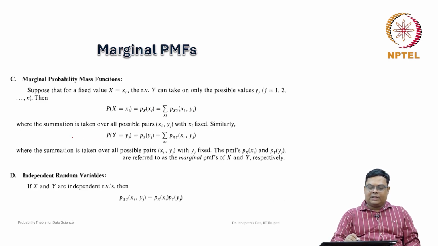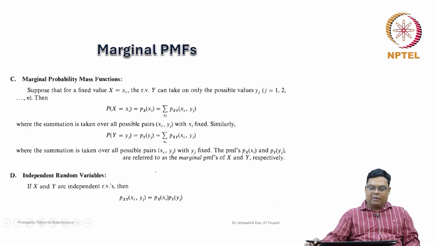Similarly, the summation is taken over all the possible pairs xi, yj, with xi fixed. Now, similarly, if you want to find y equal to yj, then you fix yj and sum over the other values of xi for pxy of xi, yj, where the summation is taken over all possible pairs xi, yj with yj fixed. The probability mass functions px of xi and py of yj are referred to as the marginal probability mass functions of x and y respectively.